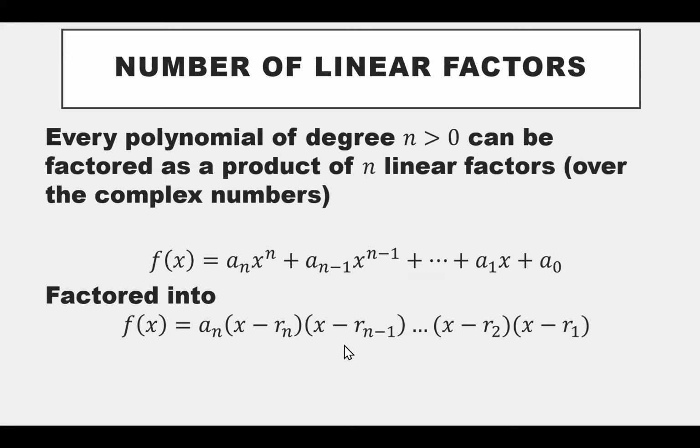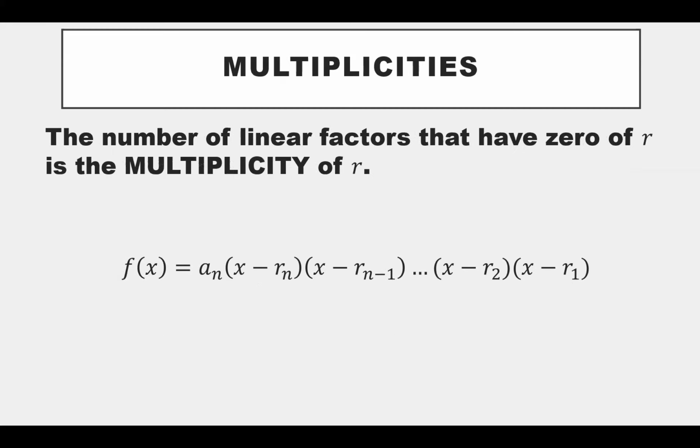In this factorization, notice if I plugged in r sub 2 into this term, I would get a 0, and then 0 times anything is 0. So r2 is going to be a zero. r sub 1 is going to be a zero. r sub n is going to be a zero. So the number of linear factors that have a zero of r is the multiplicity of r.